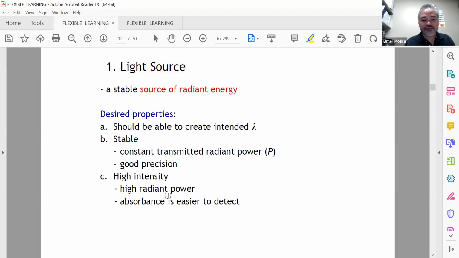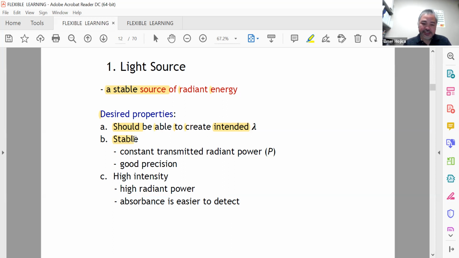So if we look at the light source, as I've told you before, it is a stable source of radiant energy. Now, looking at the properties of this light source, it should be able to create the intended wavelength. The light source that you have should meet the wavelength that is needed for a particular sample. It must be stable, so there should be a constant transmitted radiant power with good precision. You don't want it to be fluctuating while you're doing the analysis.